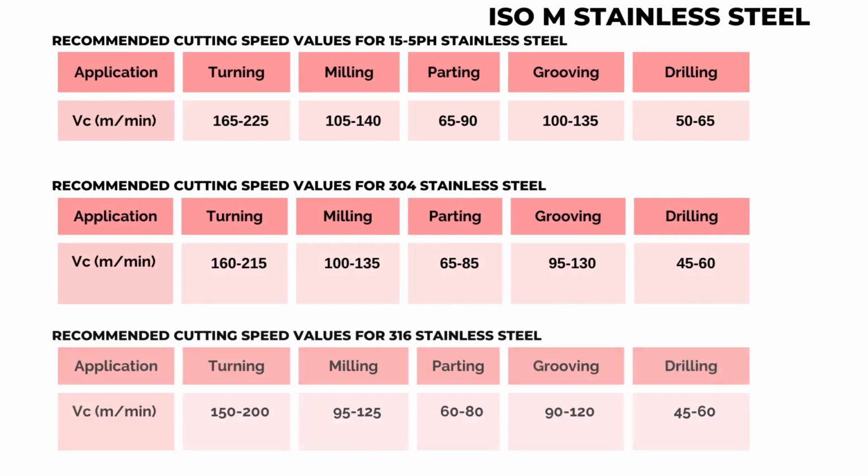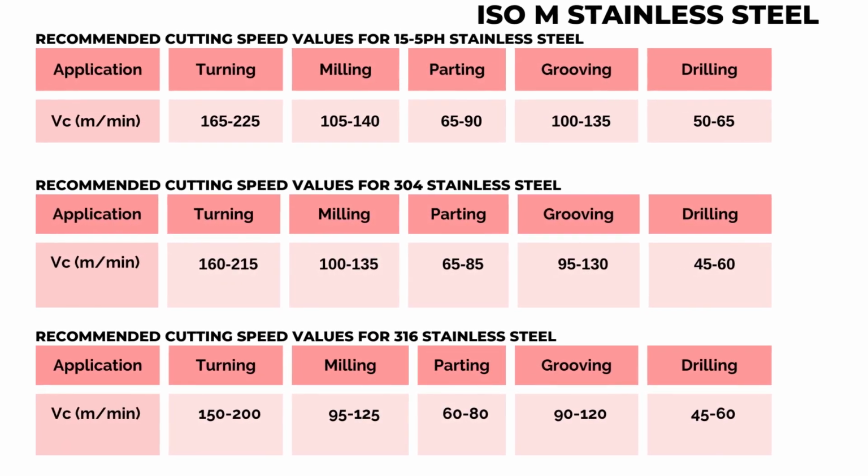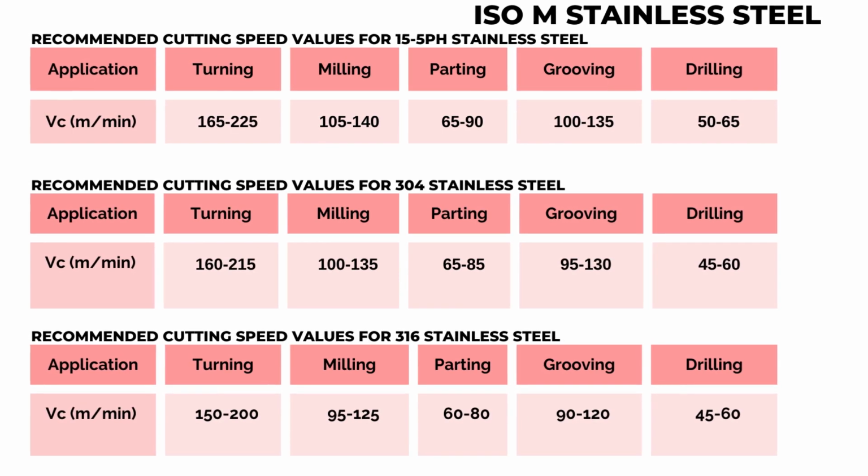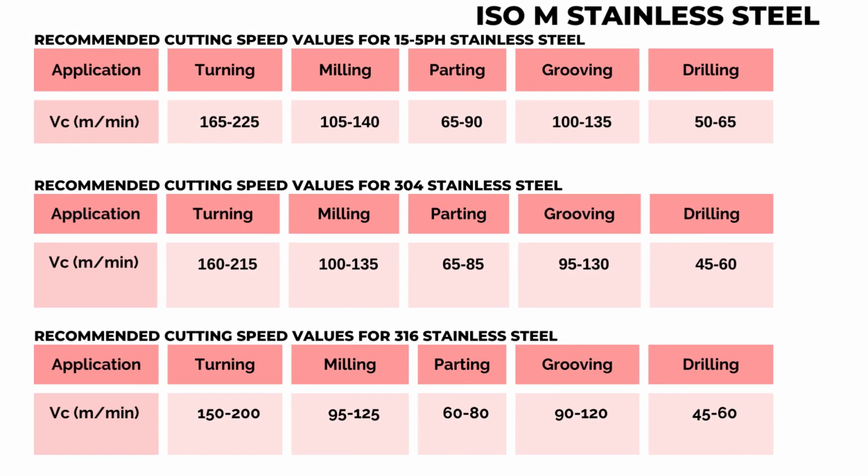In the table, cutting speed values suitable for carbide inserts are given for 3 stainless steel materials that are used extensively in the manufacturing industry. Since a single-point cutting tool is used in the turning process, the cutting speed value is slightly higher than in the milling process. The recommended cutting speed range for turning at stable conditions varies on average from 150 to 225 meters per minute.